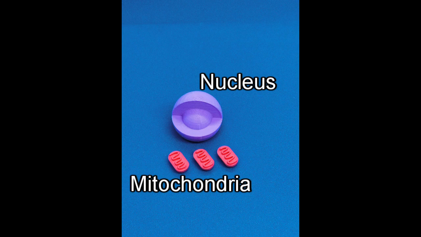This is the nucleus. The primary function of the nucleus is to store the genetic information. These are the mitochondria. The primary function of the mitochondrion is to generate energy by breaking down sugars.